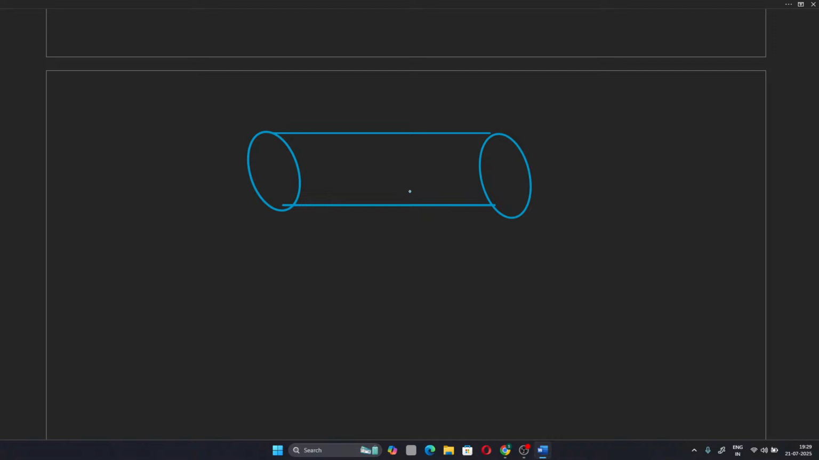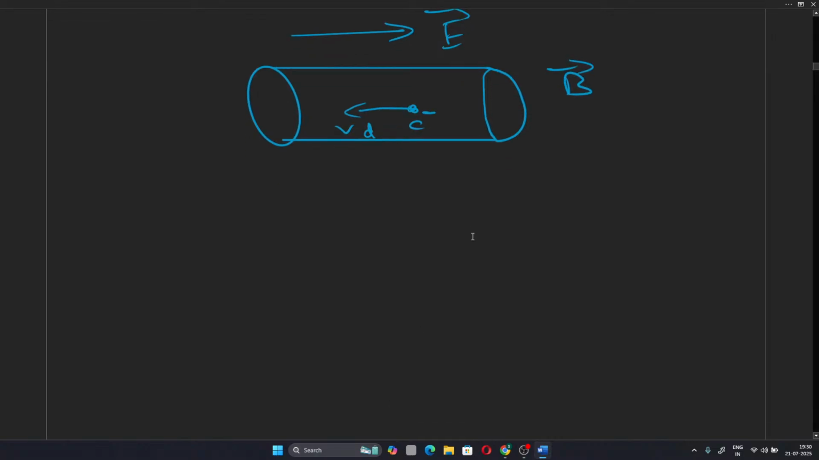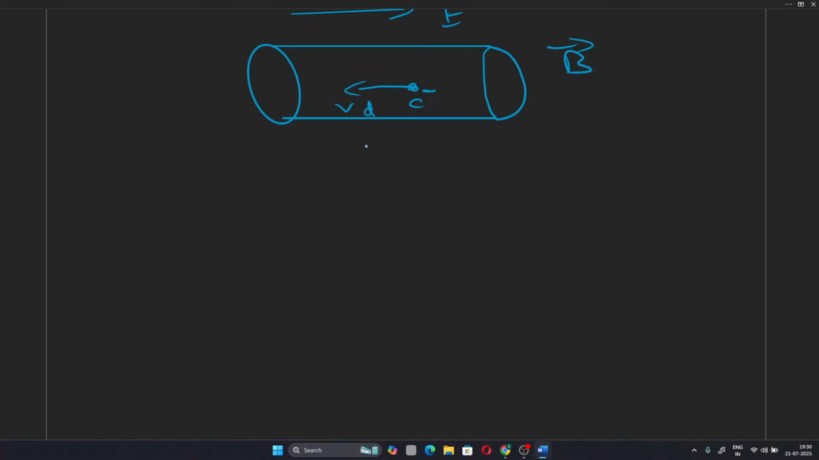Let's assume this is a conductor, where let's assume the electric field is acting in this direction. These are the electrons moving in this direction with a drift velocity vd. Now there is also a magnetic field acting on this conductor at some angle theta.